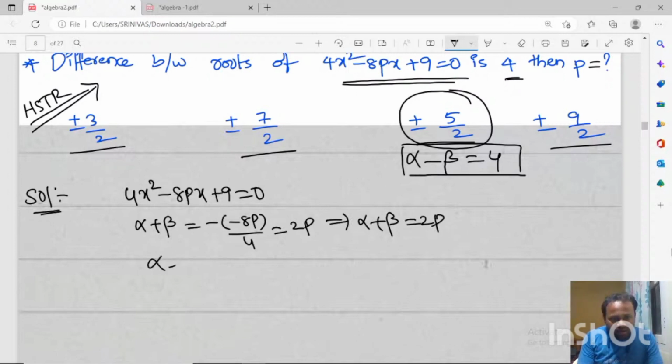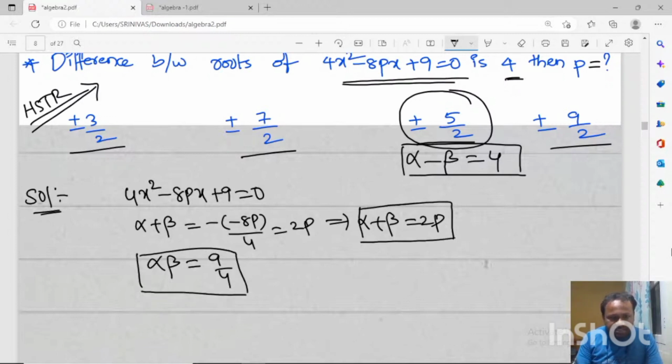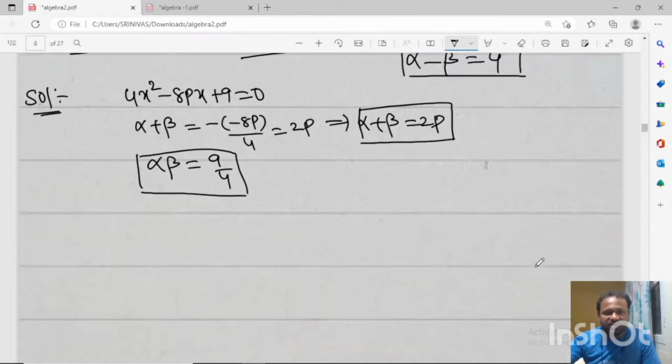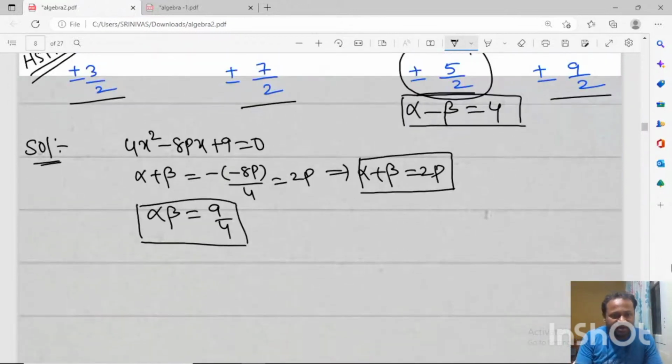Next, alpha beta value, how much? Product of the roots, c by a, 9 by 4. I have alpha beta as well as alpha plus beta. Okay. Now the difference. For the difference we need to search. Just before the problem we did a little bit of change. Alpha minus beta whole square. How to write this value?